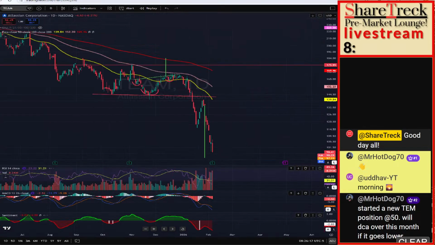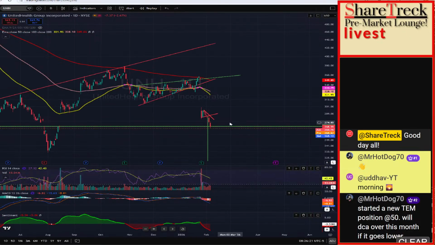Before I go, in case of United Health, you will also see that we are below all the exponential moving averages. Ideally, the 50 should be on the top and the 200 should be on the bottom. We are the other way around. So the chart is very weak, Uddhav.